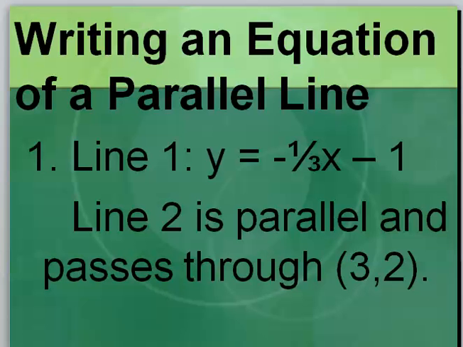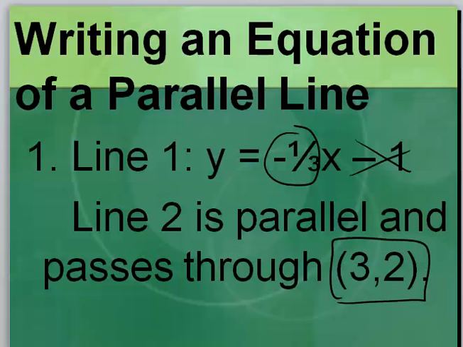We're also going to be writing equations of lines, just like we did in section 36a. For this number 1, line 1 is y equals -1/3 x minus 1. Line 2 is parallel and passes through the point 3, 2. If we want to write an equation of a line parallel to line 1, we need to use their slope, because parallel lines have the same slope. We're not going to use their intercept, we're going to find our own. So we have a slope of -1/3, and that this passes through the point 3, 2.